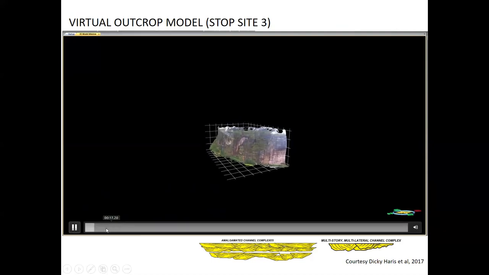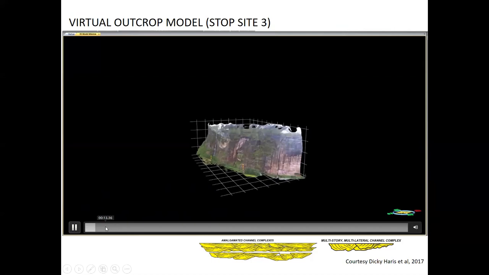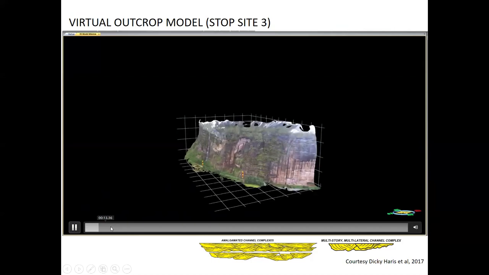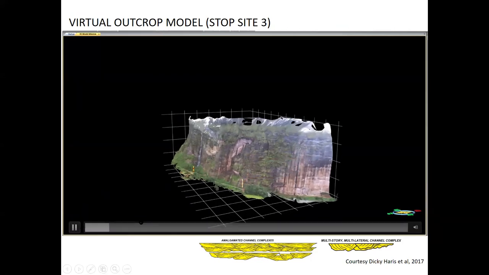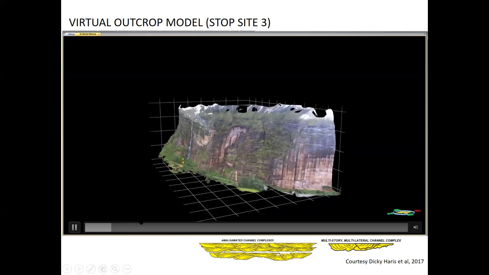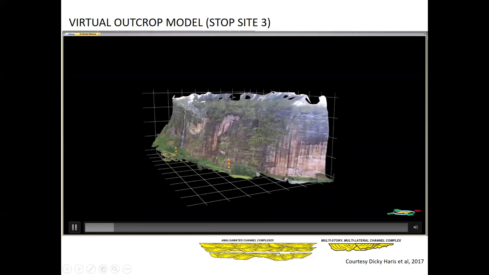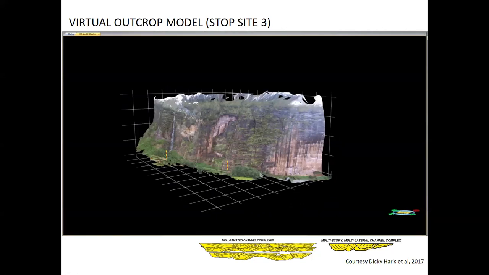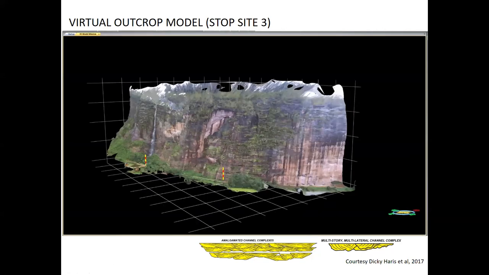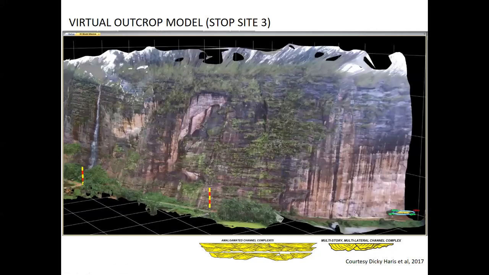The outcrop size is huge. The vertical height is up to 200 meters and the horizontal width up to 600 meters. Keep in mind that the scale bar is 25 meters, so you can imagine the huge size of this outcrop. In this outcrop, we will find multiple channel types based on the Brierley classification 2009.